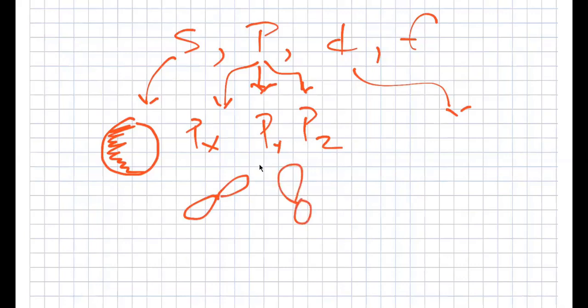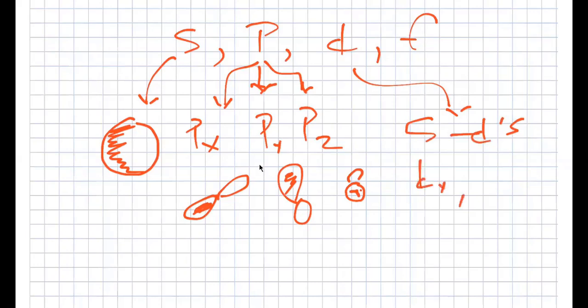And then pz would be kind of like that, pointed out at you. All right. How many d electrons do you have? 10. 10 electrons total. So you got 5 d orbitals, right?